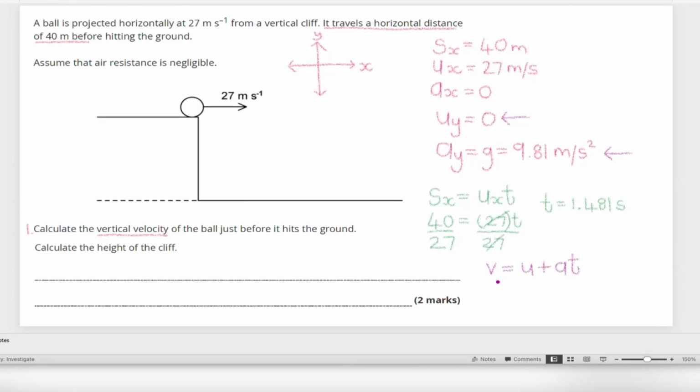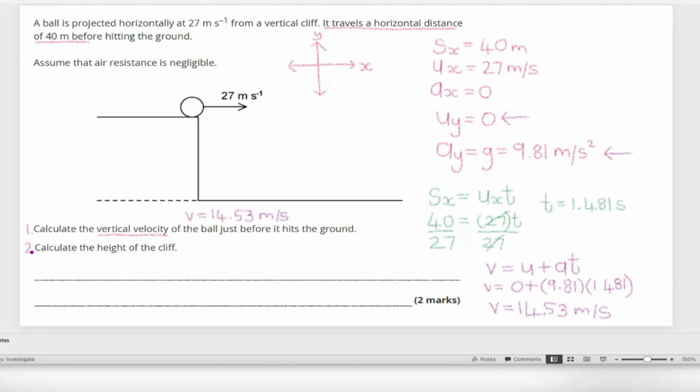So we can substitute all these values into the formula. It becomes 0 plus 9.81 multiplied by 1.481. If you punch this into your calculator, what do you get? Okay, so it's 14.52861, so that means if we round to 2 decimal places, it's going to be 14.53. So the vertical velocity just before the ball hits the ground is equal to 14.53 meters per second. I'm going to write the answer here.